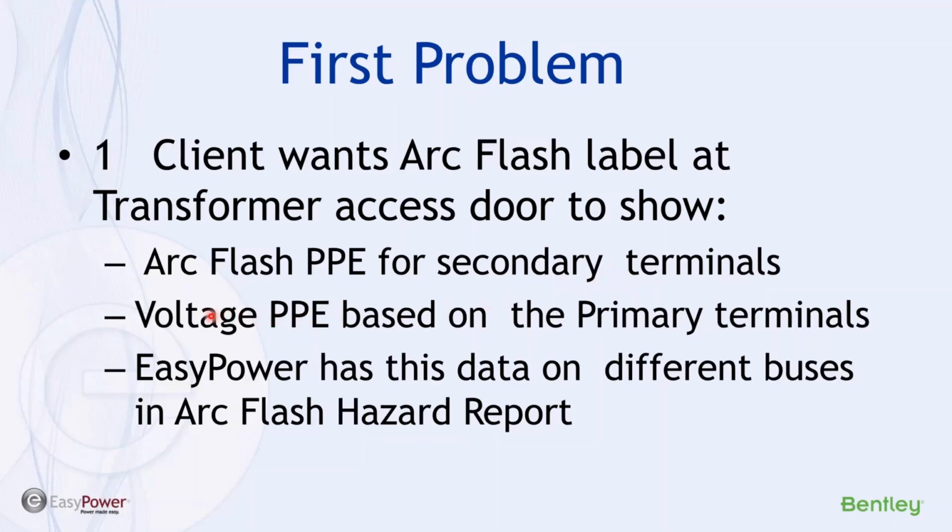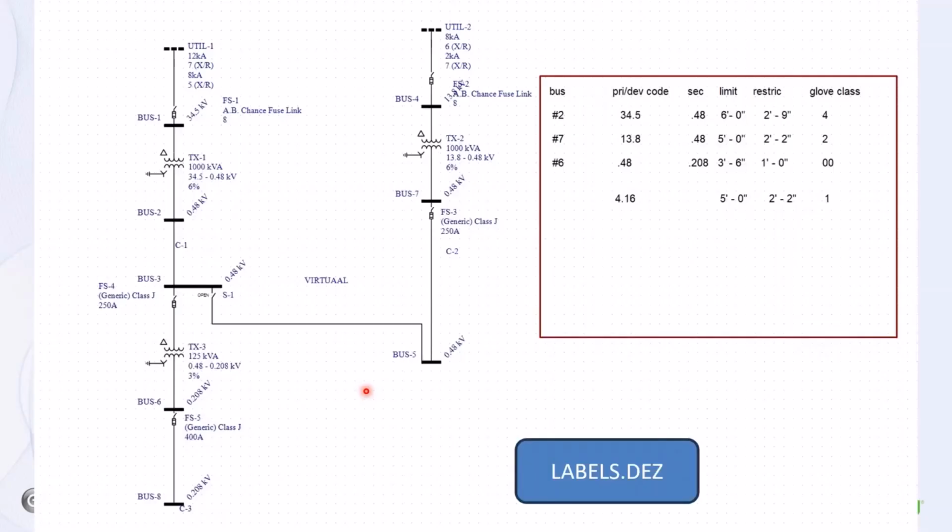But at the same label, he wants the voltage PPE based on the primary terminal voltage because that's usually the higher voltage requirement or restriction for PPE requirements. Well, the problem is EasyPower has this data on different buses in the ArcFlash hazard report. So it brings us to the one line.